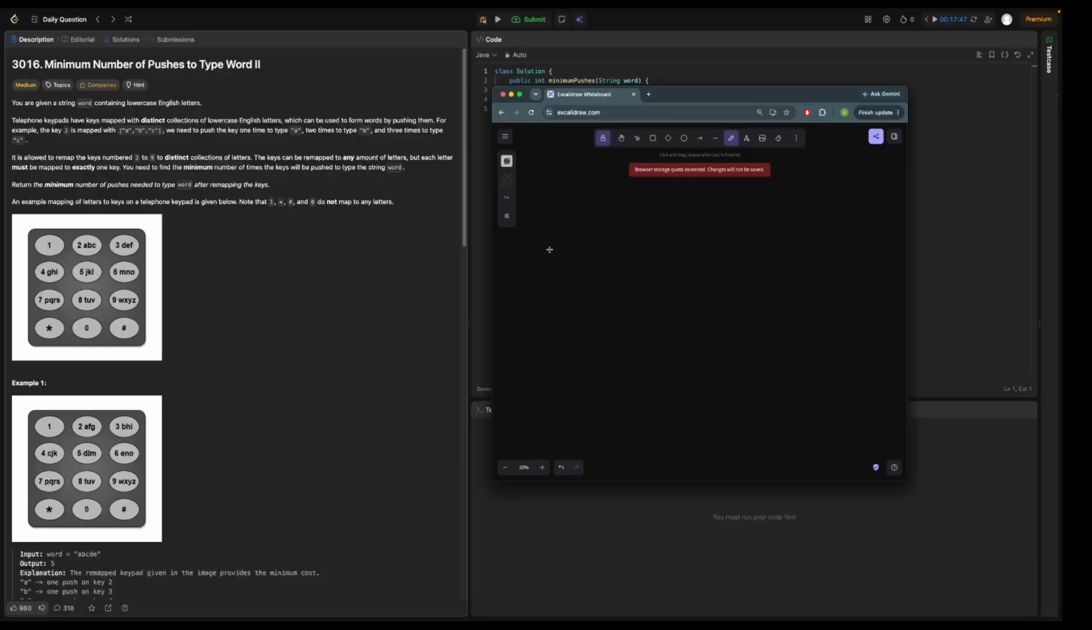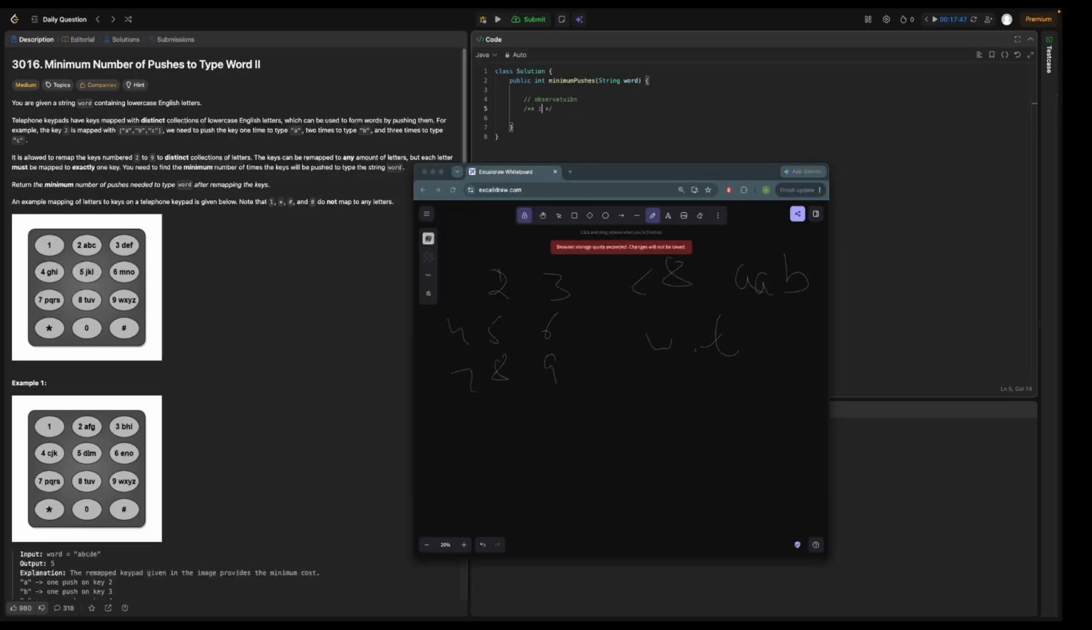So here, I can go with second, third, fourth, 5, 6, 7, 8, and 9. So I have 1, 2, 3, 4, 5. I have 8, 6, and 2. As long as word length is less than 8, it is guaranteed, right? What if I had A, B? It will be equal to word dot length, right? So observation: if word dot length is less than 8, we can map the word to each position. So minimum equals the length of the word.